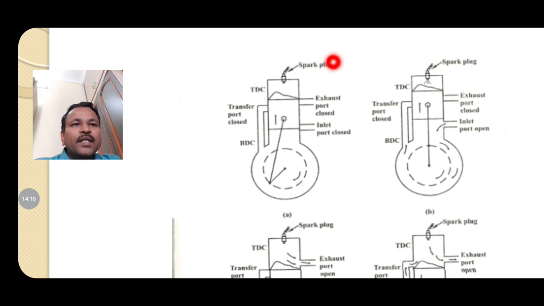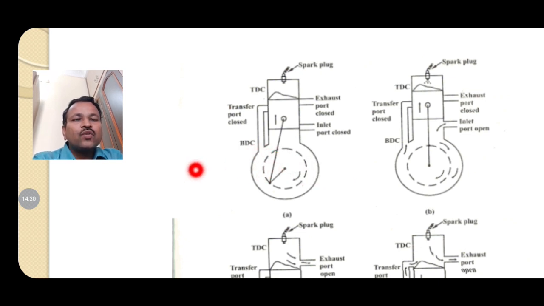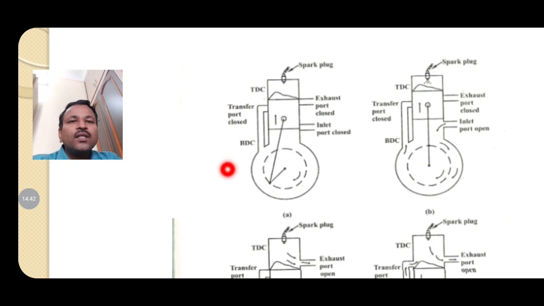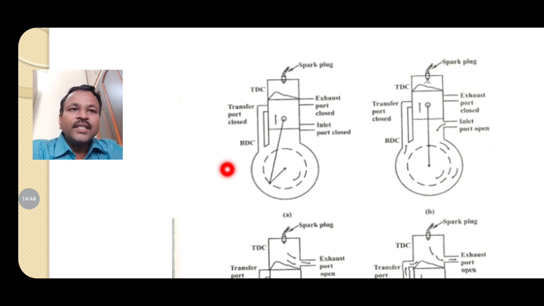We have a spark plug here. The exhaust port is closed, the inlet port is closed, and the transfer port is also closed. So the first stroke is the upward stroke, meaning the piston has to move from bottom dead center to the top dead center. In the first stroke, the upward stroke, three things will happen. Remember: compression, suction, ignition.